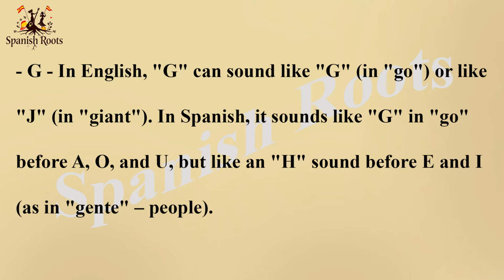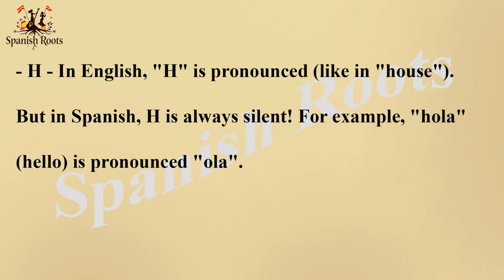G. In English, G can sound like G in go, or like J in giant. In Spanish, it sounds like G in go before A, O, and U, but like an H sound before E and I, as in gente, people. H. In English, H is pronounced like in house. But in Spanish, H is always silent. For example, hola, hello, is pronounced "ola."